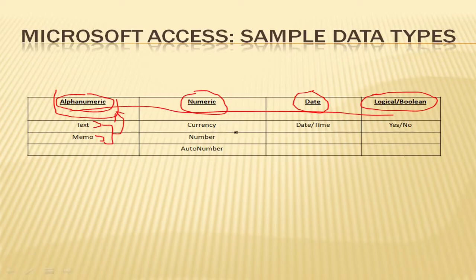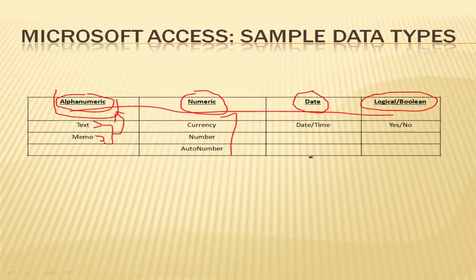Alright, so for the numeric data type in Microsoft Access, there are some subcategories such as currency, number, and auto number, and the names are basically self-explanatory. So you'd use currency when you're dealing with money values, and you will use the number data type when you're dealing with integers and decimal numbers, right? And the auto number is a special type of data type.